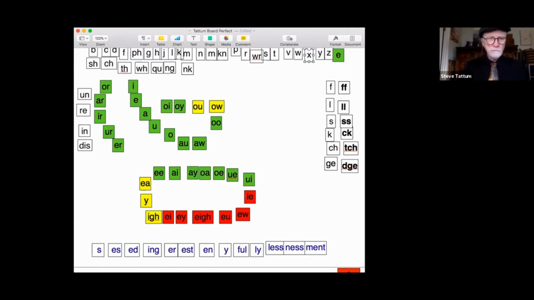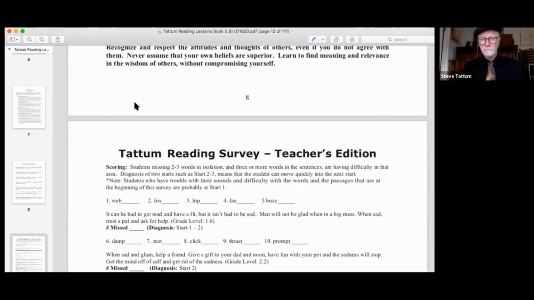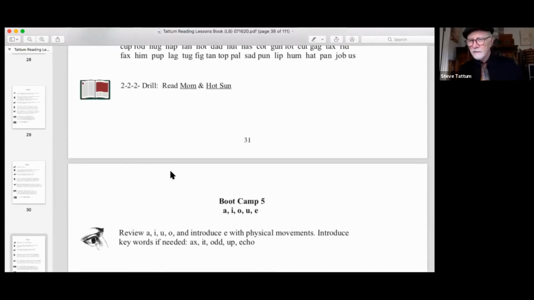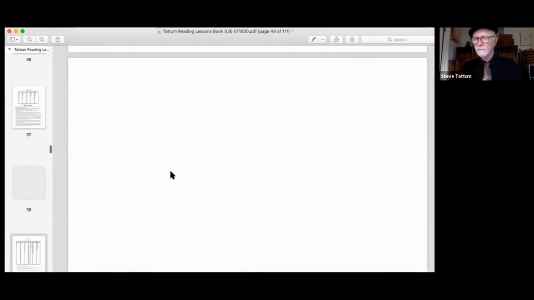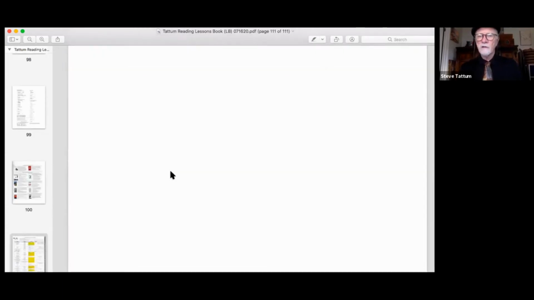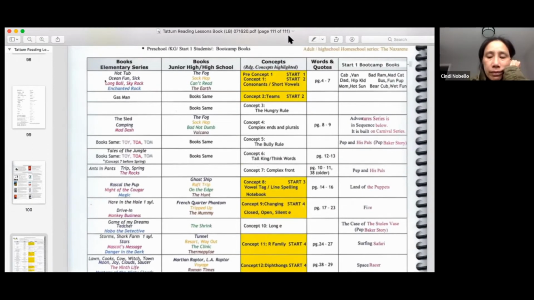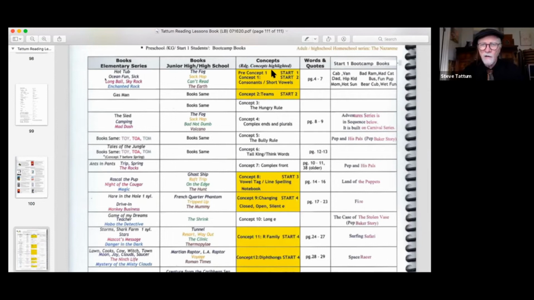Okay, go to the back. Okay. Cindy, give me the grade of the kid. Just give me a grade. Ninth grade. Ninth grade. Okay, so I'm going to be looking at the books here. Ninth grade, Start 3. So he's a Start 3. He's here, ninth grade. Okay.